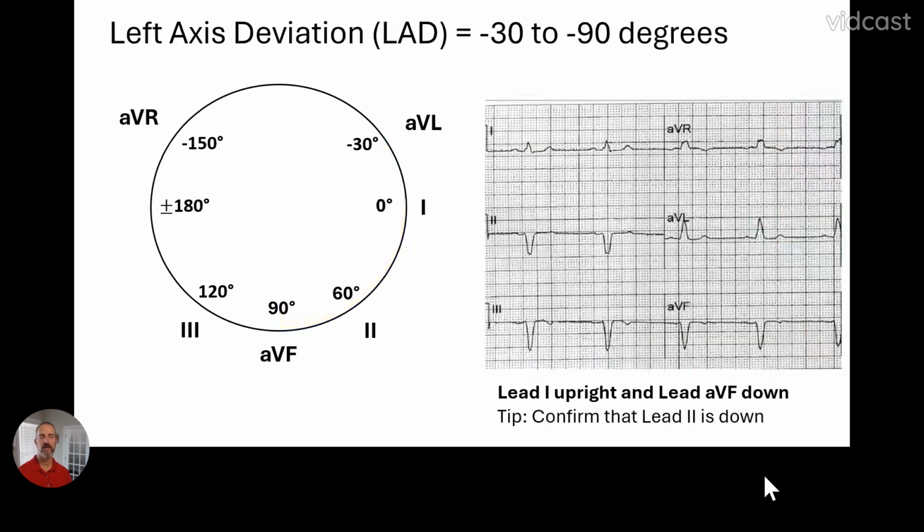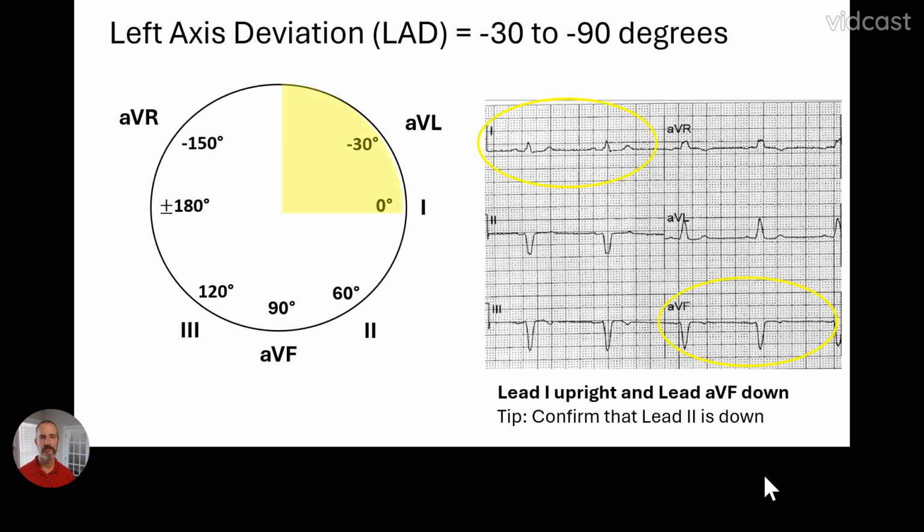So let's take a look at what happens when a person has left axis deviation. In this case, we have lead 1 and AVF identified by our thumbs, but lead 1 is upright and lead AVF is down. Therefore, we have left axis deviation. My left thumb is the one that's up, so we have left axis deviation. Again, just a little trick to help you remember this.